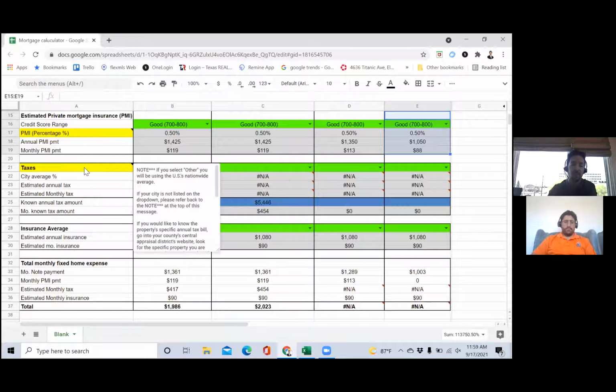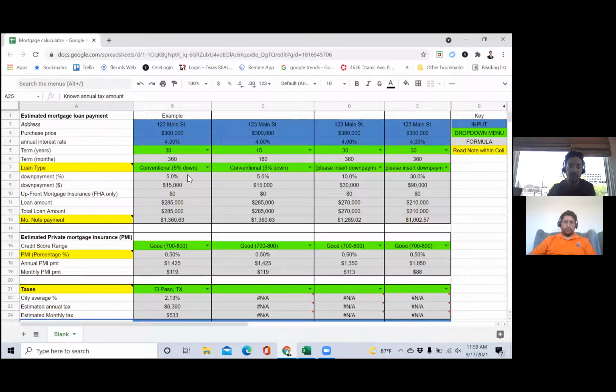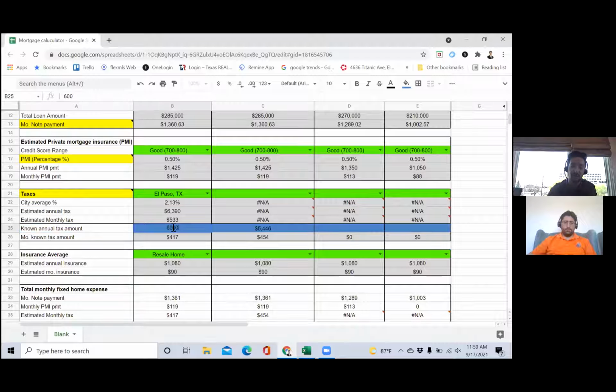Next topic, which is a pretty lengthy topic, taxes. The best way to get an accurate amount on your mortgage payment is to go to your county's central appraisal district website, input the address, and get the actual tax amount for the following year or for the current year. Once you have that information, let's just say for a $300,000 house in El Paso, it's $6,000. Let's just assume that's the amount. Input it here, and that's what it will calculate.